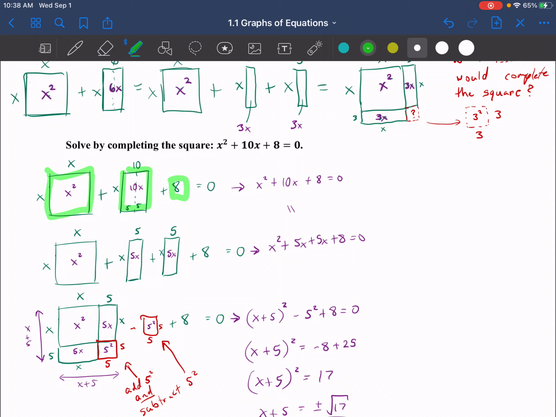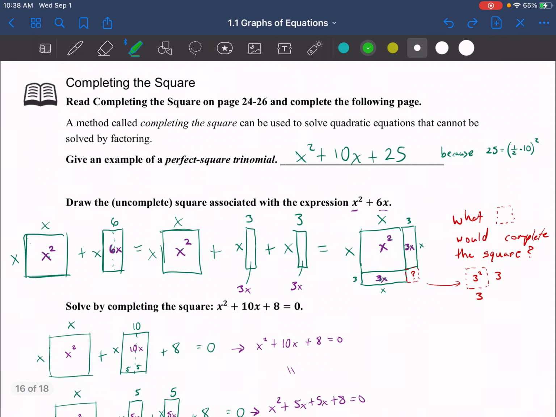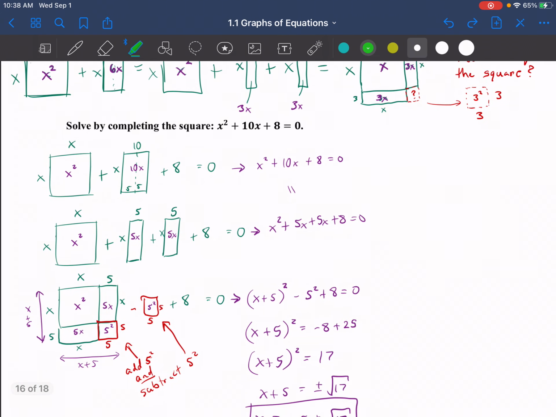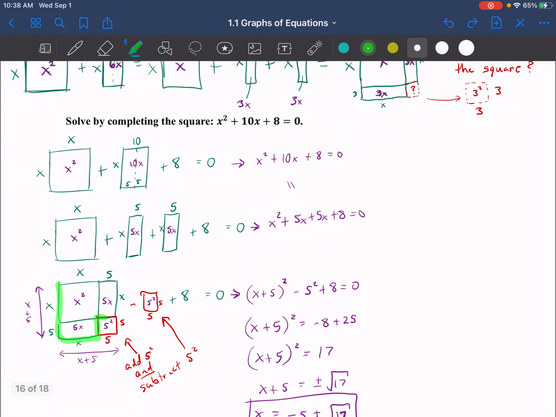I then split this rectangle down into an x by 5 and x by 5. That's that whole part up here we talked about, dividing it by 2. And then I move it and rotate it around to make this almost square, but we have this one little missing piece. That missing piece is this length by this length. So it's a 5 by 5 little square.